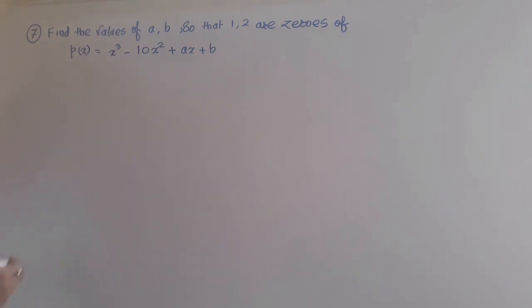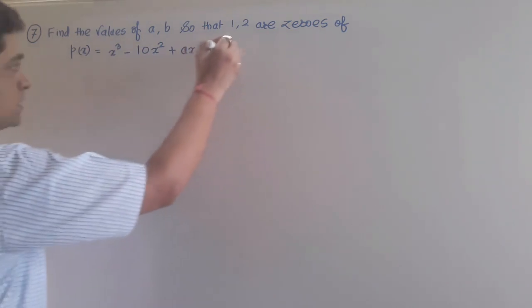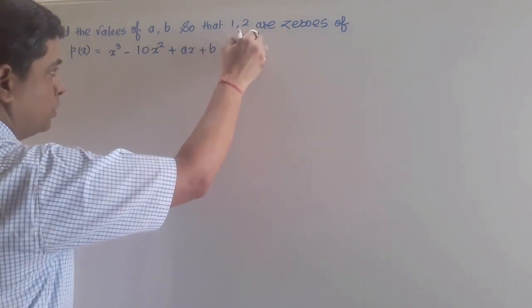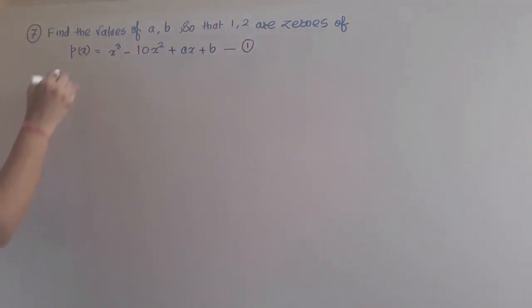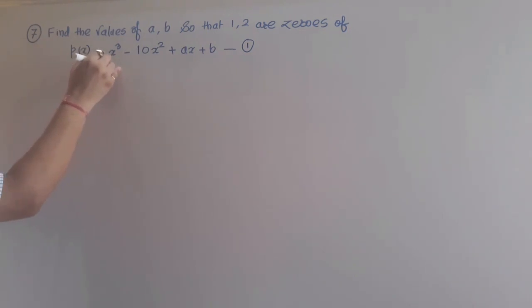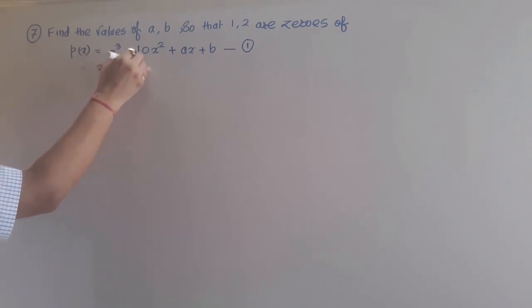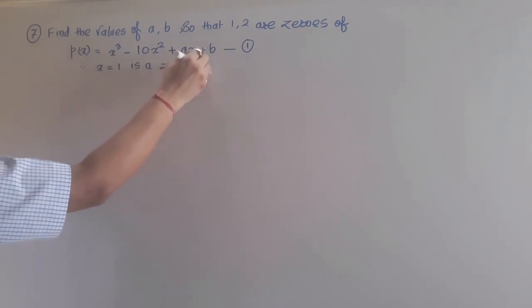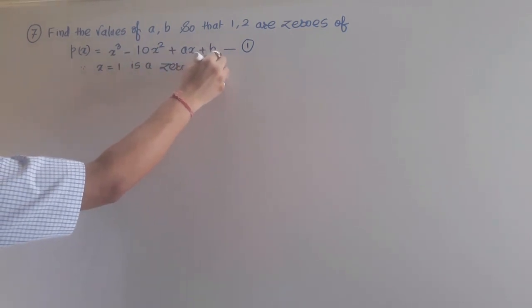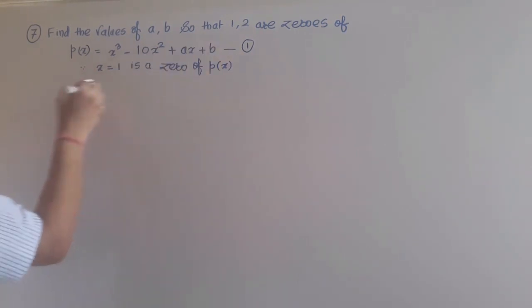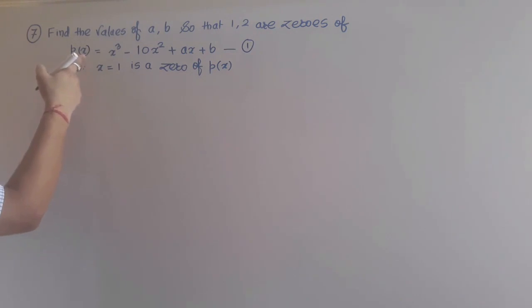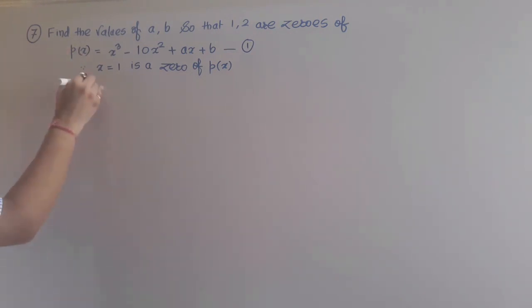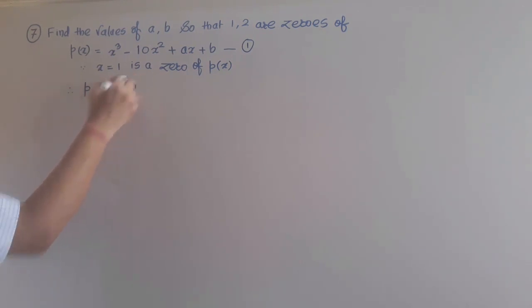Okay, so first we can say this is my equation number 1, p of x given to us. Now since we are given that x equal to 1 is a zero of p of x, right? So if I replace the value of x with 1, p of 1 will become 0, as we did in the previous question. So p of 1 will be equal to 0.